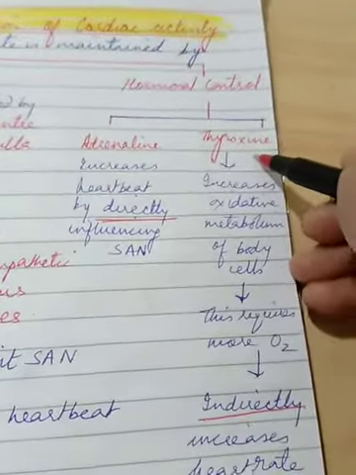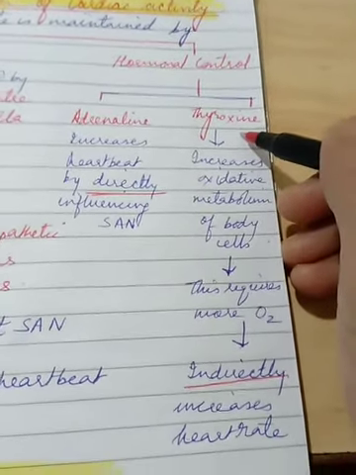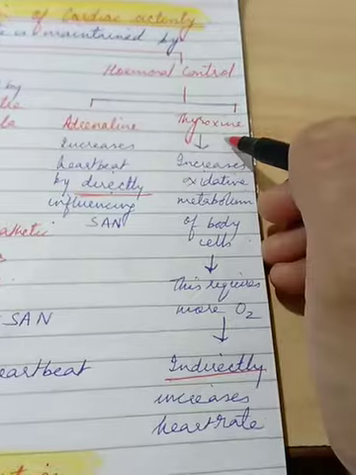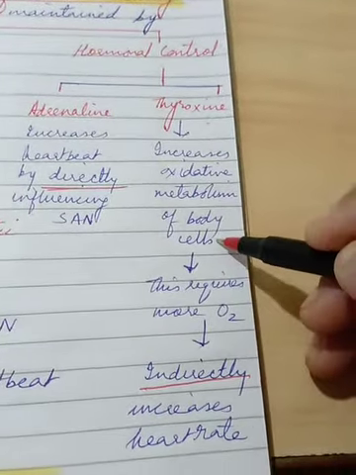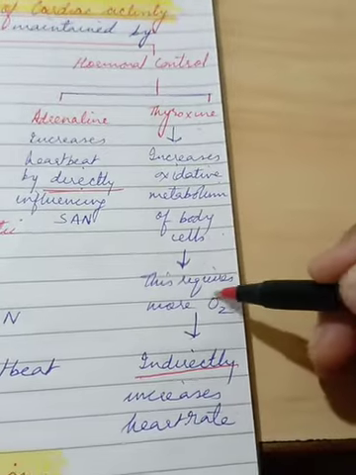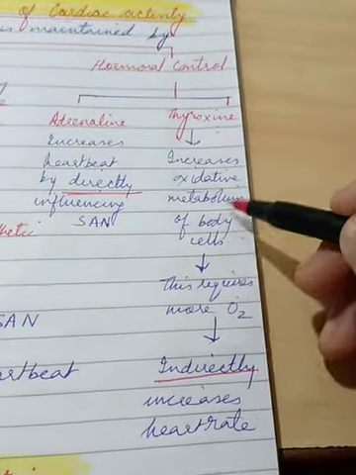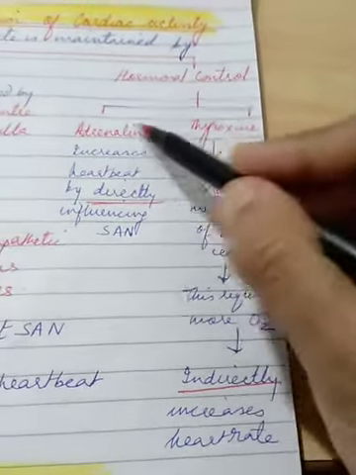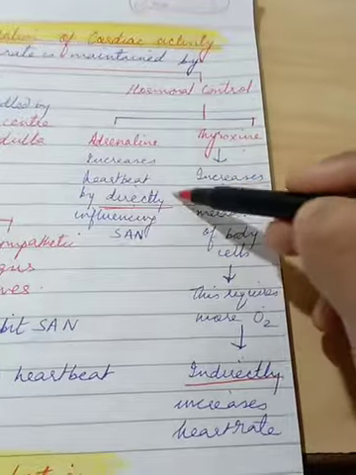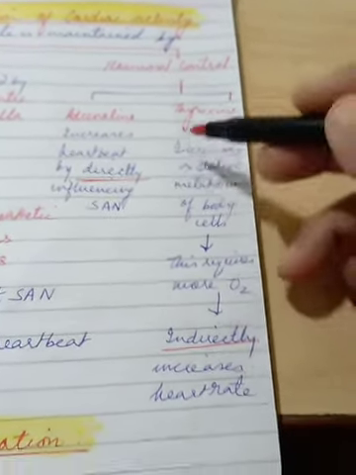Thyroxine, that is the hormone from the thyroid gland in the neck, will indirectly increase heart rate. How? This will increase the oxidative metabolism of body cells, right? And this requires more oxygen. Why more oxygen? For the oxidative metabolism, and this indirectly increases the heart rate. So what difference did you see here? Here there's a direct influence on the SAN, whereas here it's an indirect increase.